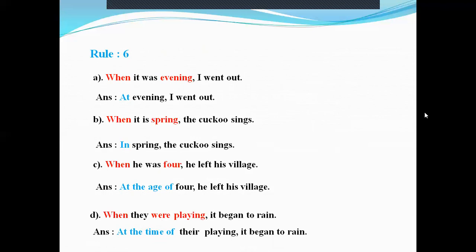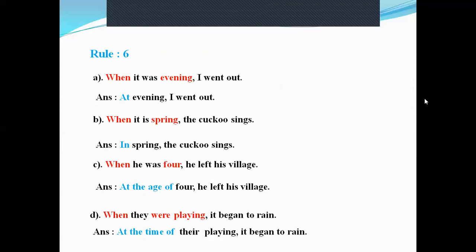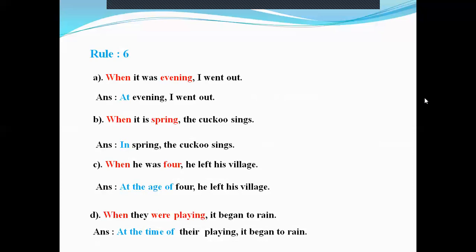I think I'm able to teach you how to change a complete sentence where there is "when" to make it simple. Now, rule 7.